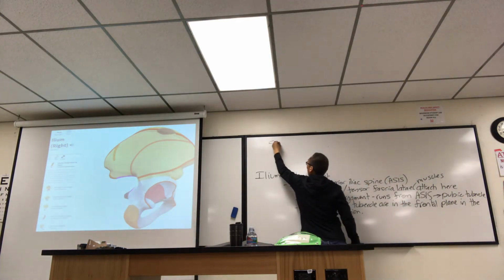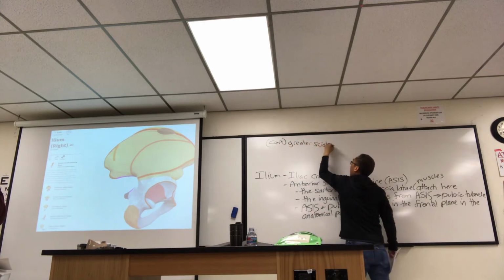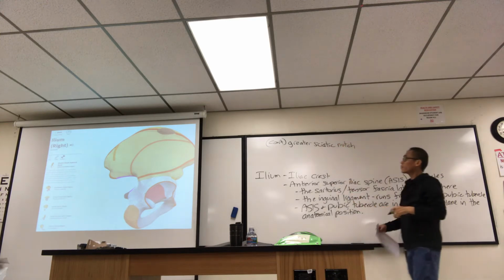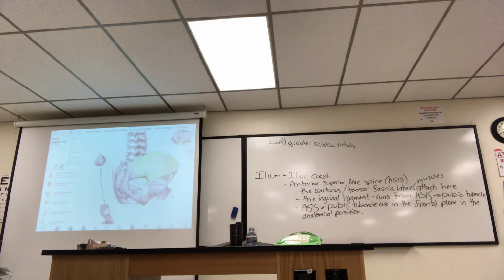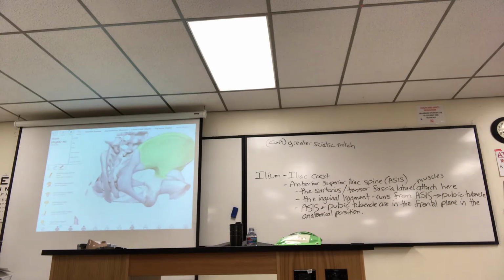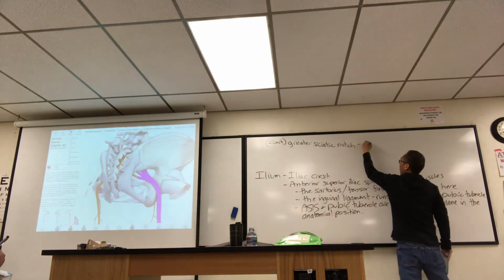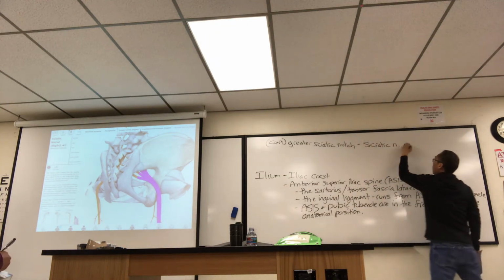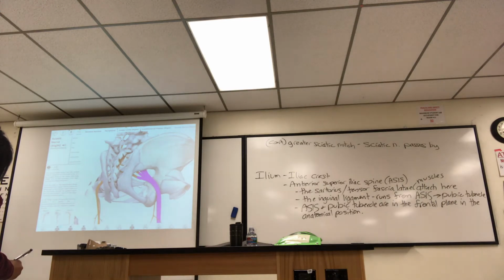So the word sciatic, it's always posterior. There's a big nerve that passes by the notch. I can show that to you real quick. You should know the sciatic nerve for this unit. See that big yellow thing? The big yellow thing is the sciatic nerve. It's the largest nerve of the body. It's about the width of your thumb. Okay, that's how big that nerve is, passing by the greater sciatic notch.